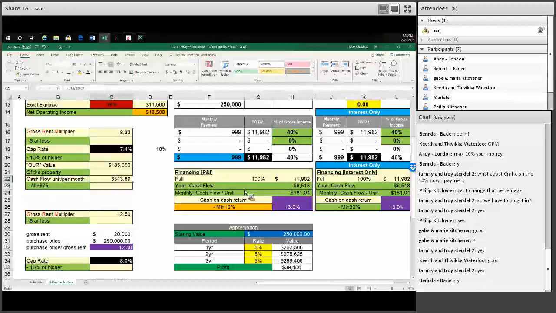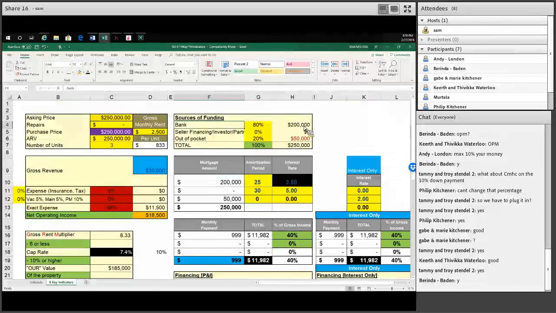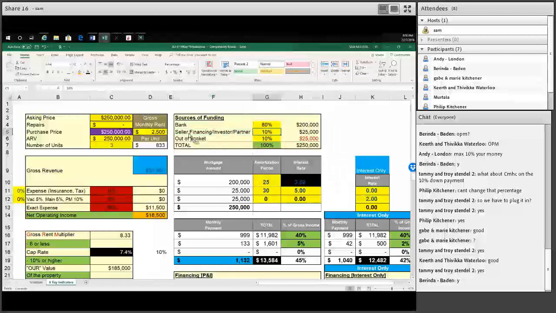Okay, so now we understand what gross rent multiplier is, cap rate and value, and cash flow per unit. It's a 75 unit, but this is the assumption that I got no financing. Now here's the fun part. Let's get to the financing. So we see the bank, 80% from the bank, seller financing, let's say, is 10, and I put in 10. And that seller financing could be investor or partner, right? It doesn't have to be seller financing, but let's say 10% is from seller financing.